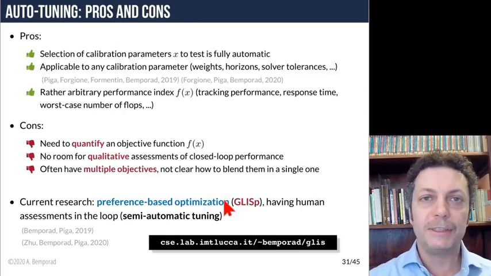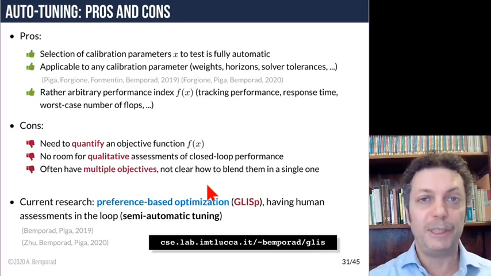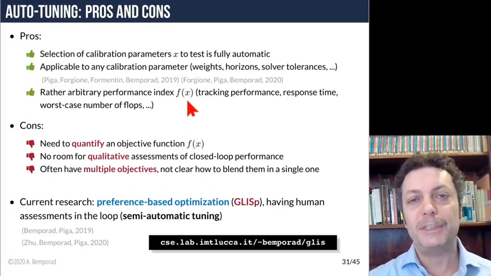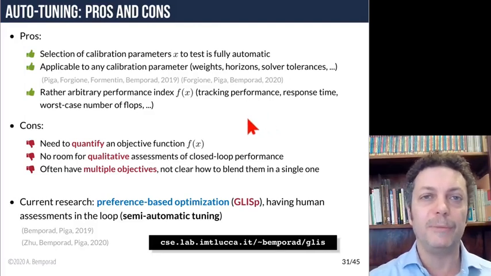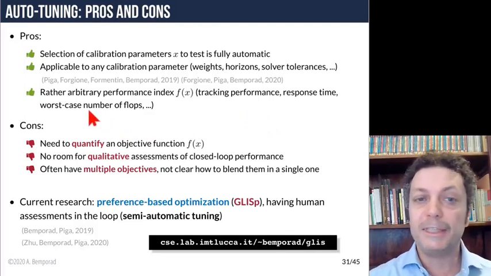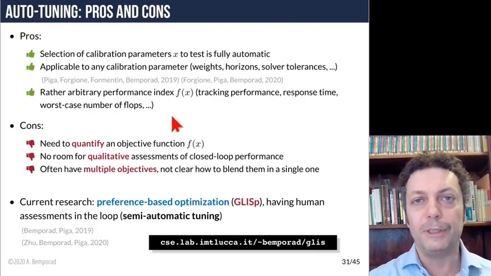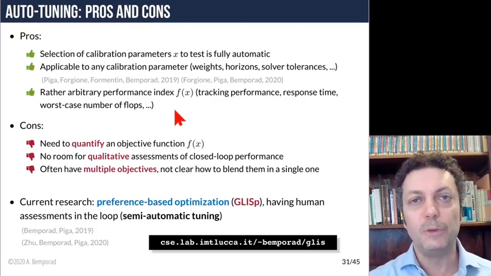Pros and cons of this type of auto-tuning approach. Pros are that the calibration process is completely automatic and is applicable to any of the calibration parameters. And the performance index is rather arbitrary, so you can combine different things, not only tracking performance, but also response time, overshoots, worst case number of flops, so all kinds of things that you can numerically quantify. This can be taken into account in the performance index.